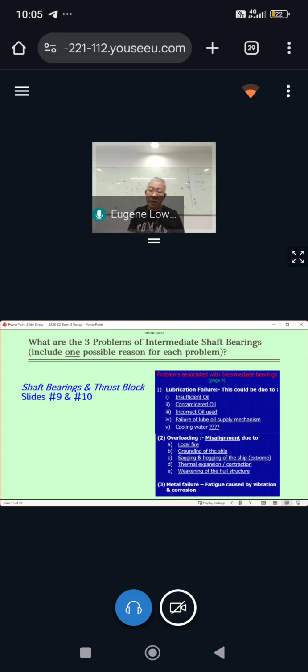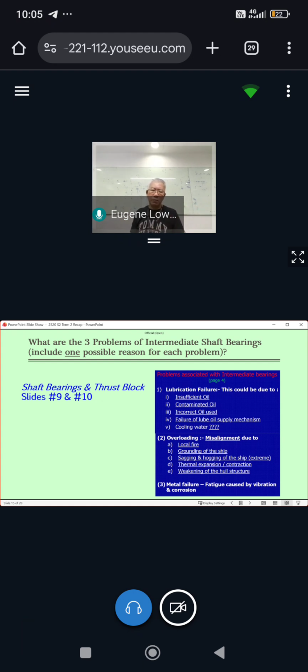Okay, it could be thermal expansion and contraction generally experienced, right? Thermal expansion and contraction of the ship's hull, for example, could contribute a little bit to misalignment also, which will cause overloading. A weakening of the hull structure. Generally, it's the hull structure below the intermediate shaft bearing.